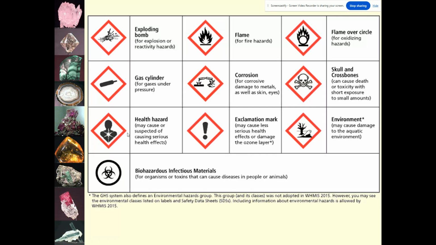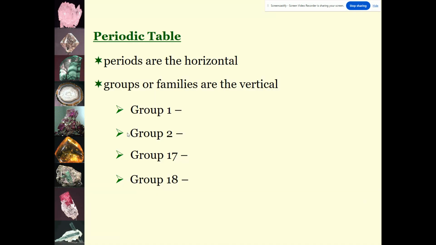And then environmental damage, things we definitely don't want to put down the sink because it can affect the aquatic environment. Those are the main chemistry ones you'll see with the red triangles or diamonds, I guess, around them. But biohazardous is another one that you might see that can contain diseases from people or animals, like on needles and things like that. Not commonly something you'll see in the chemistry lab.